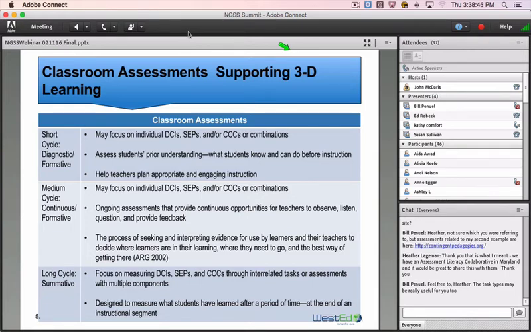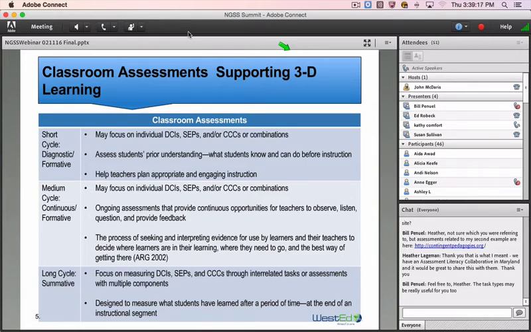The medium cycle is more of a continuous cycle of assessment, and these assessments also focus on individual disciplinary core ideas, practices, or cross-cutting concepts, or some combination of that, but they're not really focusing on getting at the true intent of performance expectations in a multiple-component test that's really addressing all of those parts.